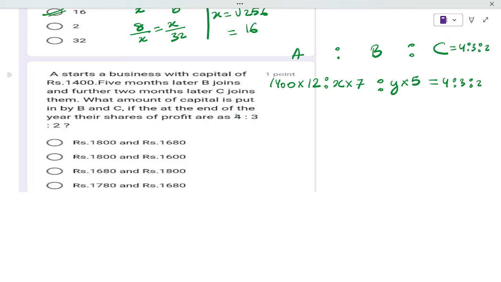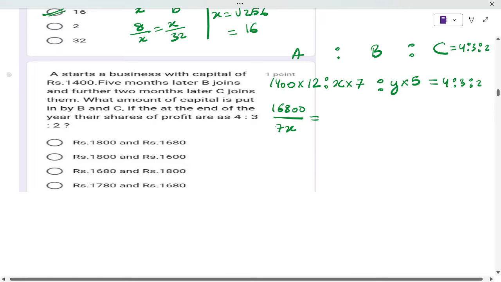So A's is 14 into 12, which will give us 168. Just multiply it, you will get 168. So the ratio of A and B, A divided by B, is 168 by 7x, which is equal to the ratio of A and B, that is 4:3, or 4/3.